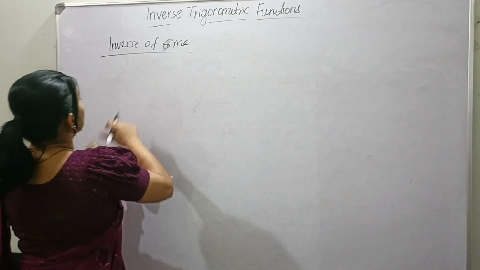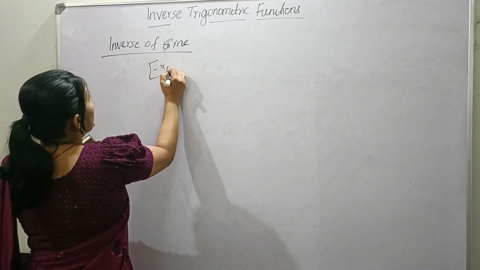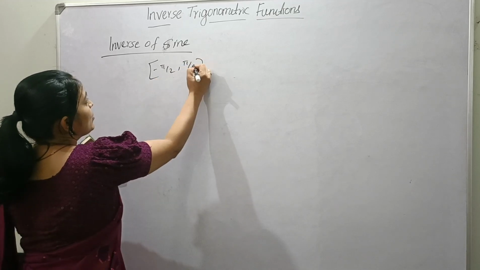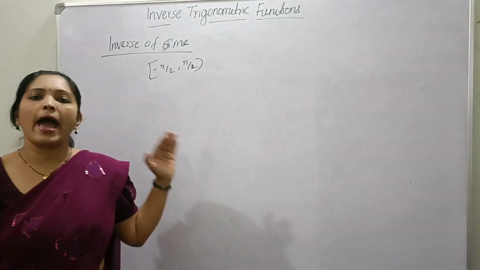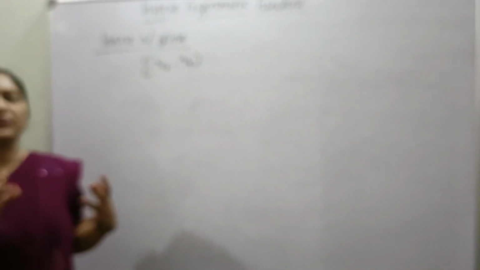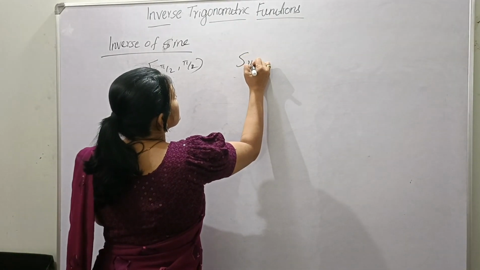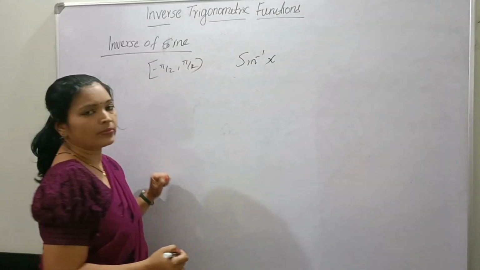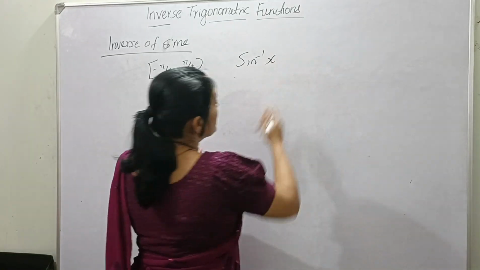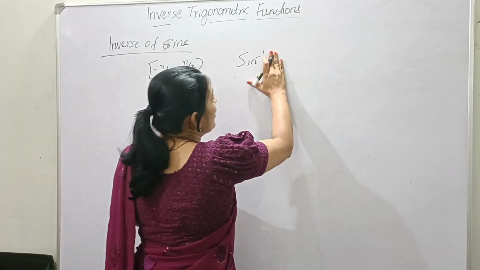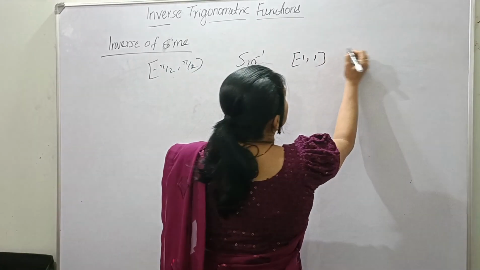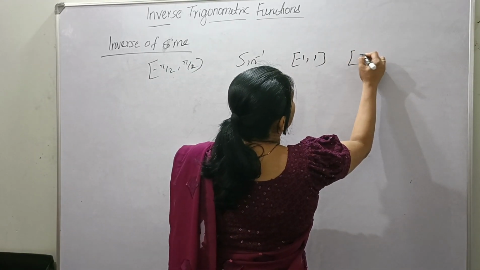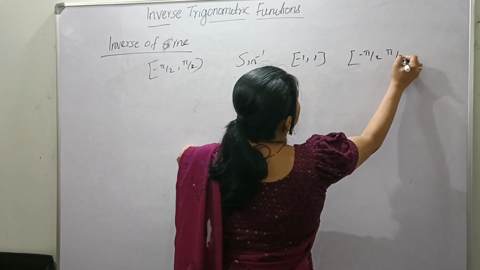Okay, in this interval, that is minus pi by 2 to pi by 2, the sine function is one-one and onto. Therefore, this function has an inverse, that is the sine inverse function, sine inverse x. Okay, sine inverse function. So, sine inverse is a function from minus 1 to 1 to minus pi by 2 to pi by 2.